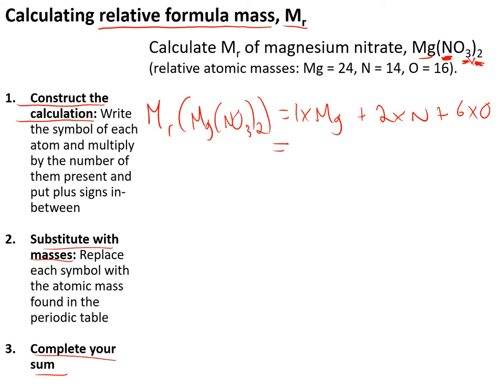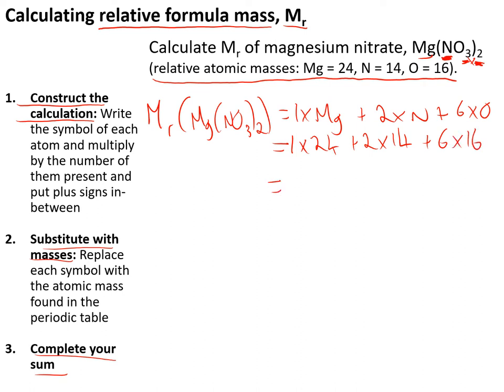The next thing it says is to substitute with the relative atomic masses. This will normally be given to you in the question, but if it's not, you can look it up on the periodic table. So for magnesium, that is 24, so 1 times 24 plus 2 times 14 for nitrogen plus 6 times 16 for oxygen. Okay. And if you just stick that all into the calculator in one long string, you'll end up with an answer of 148. So the Mr for magnesium nitrate is 148.